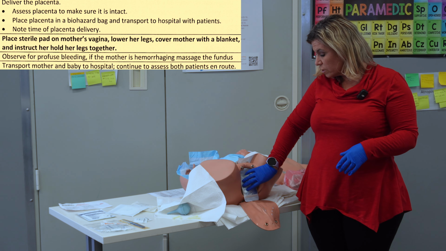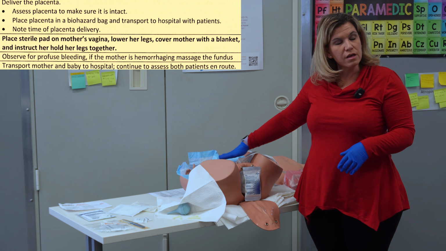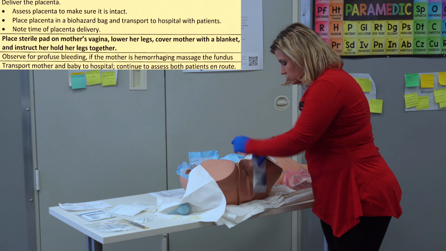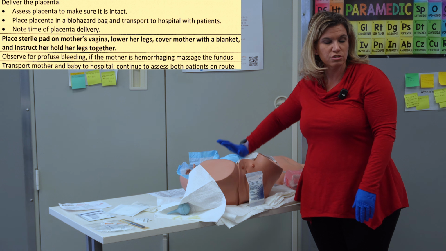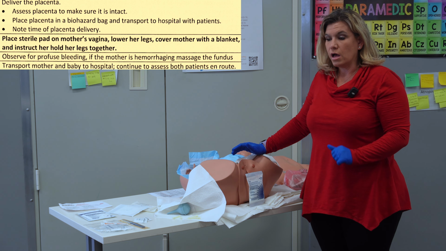So something we do to help prevent the hemorrhaging from happening is in the lower part of the abdomen here, you guys are going to find, it almost feels like a grapefruit shape, and it's the uterus. So what you're gonna do is you're gonna massage the fundus. That's what your skill sheet says. It says massage the fundus, okay?